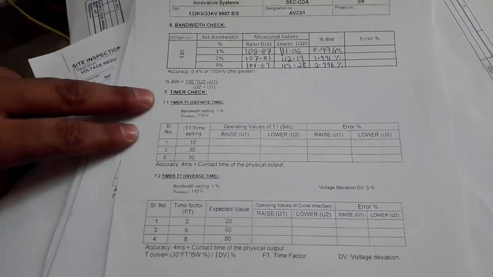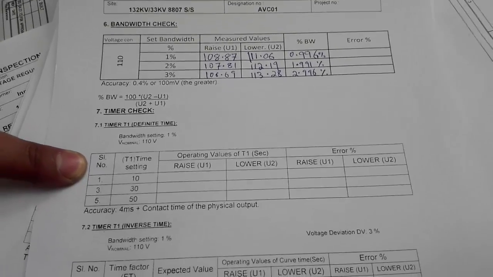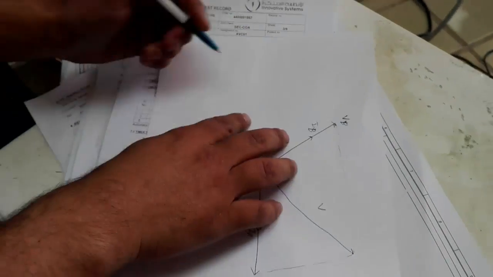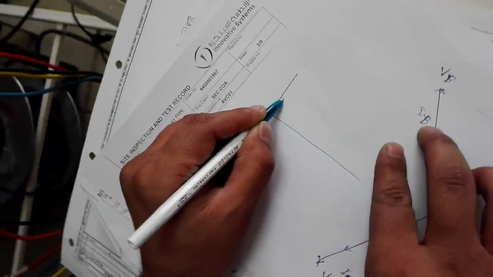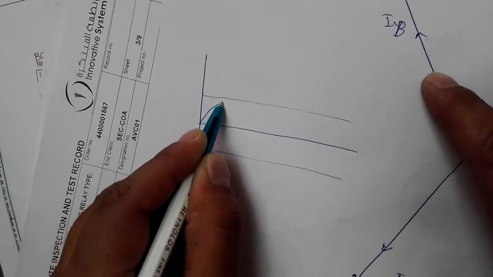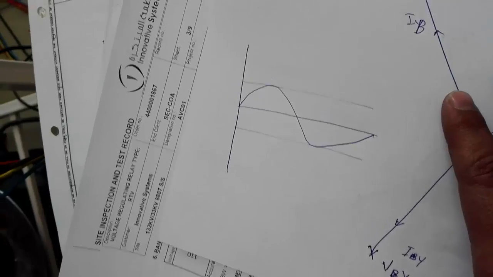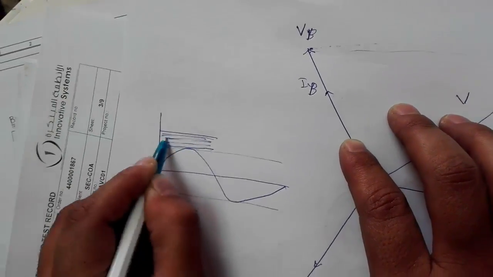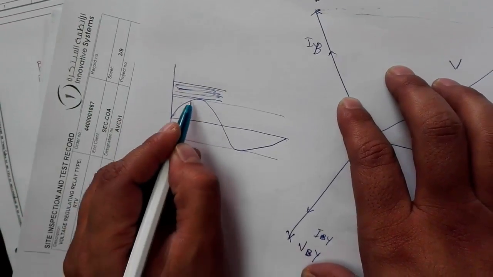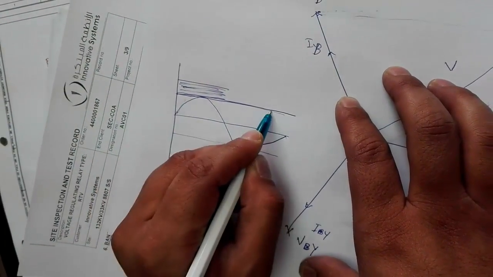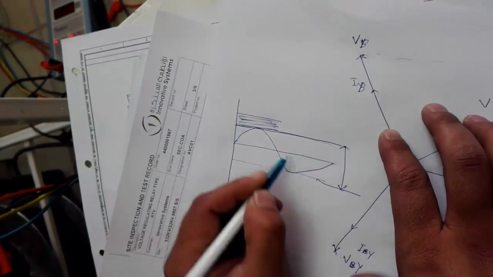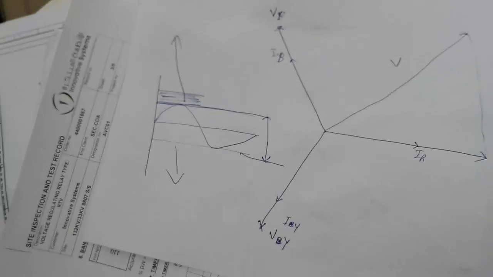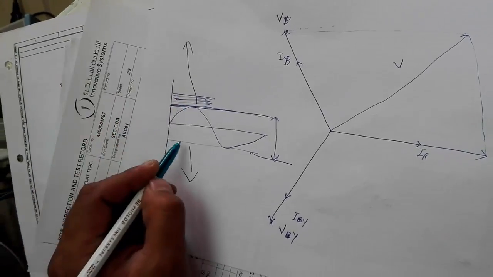Seventh is the timer check. What we have to check here is the time for the ZIV relay to take action for raise or lower. For example, we have made it for 1%. Our cycle should be like this. If there is an increase in this area and this limit is crossed, for example we are in this range, then we need to lower the tapping to come to this level. We need to be within these limits. If we go beyond this limit or this limit, the ZIV relay needs to take an action. This timing test is all about dealing with these areas.